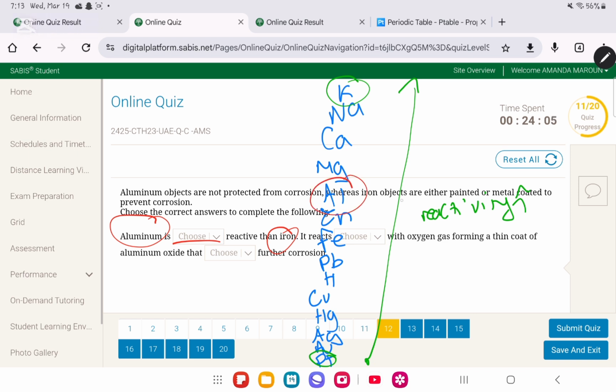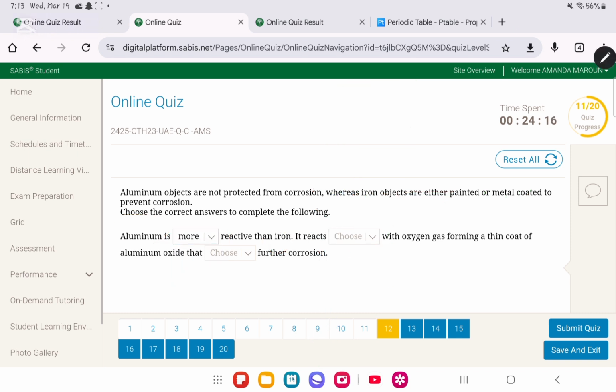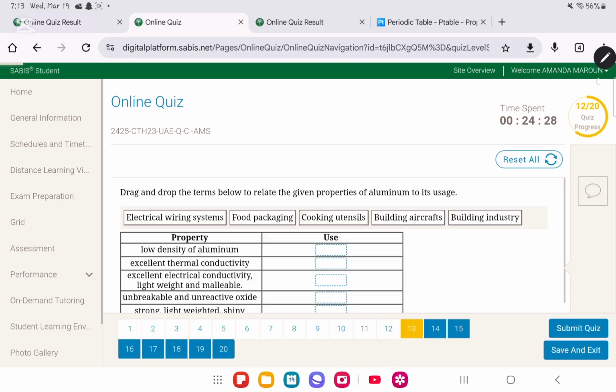Alright, so here they told us that aluminium is blank reactive than iron. Aluminium is Al, so it's over here in this level. Iron is Fe, and it's in this level. So very simply by looking at it, you can see that aluminium is more reactive than iron. So it will react faster or rapidly with oxygen to form a thin coat of aluminium oxide that prevents further corrosion. That's it. We move on to question number 13.